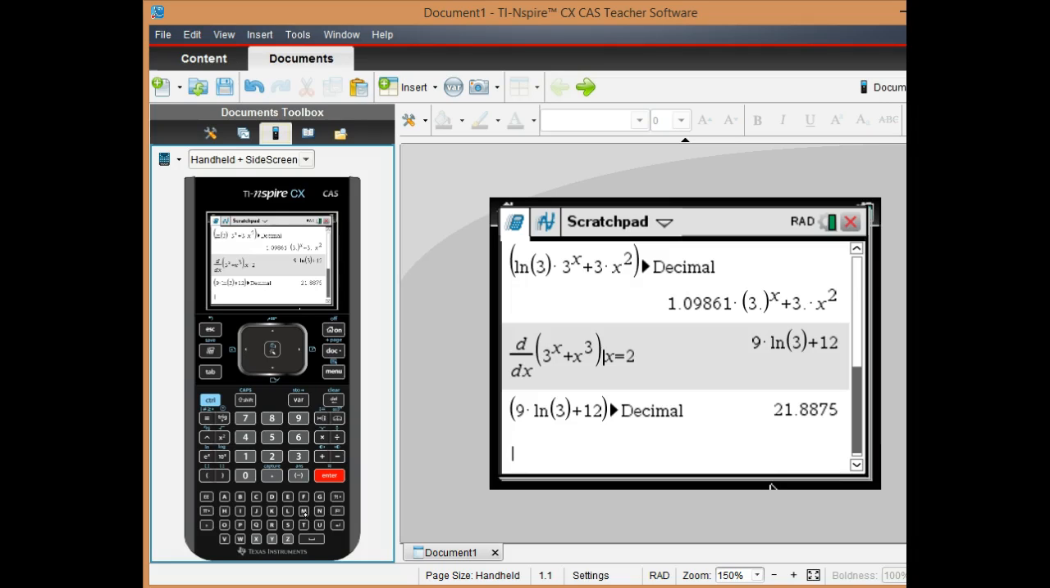So, yeah, I don't know. And I don't know how to make it default to decimal. I'm sure there's a way you can change the mode and do it that way. But I don't know if you'd want to do that.